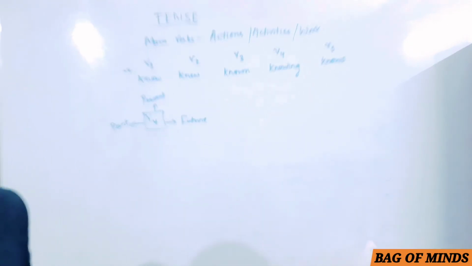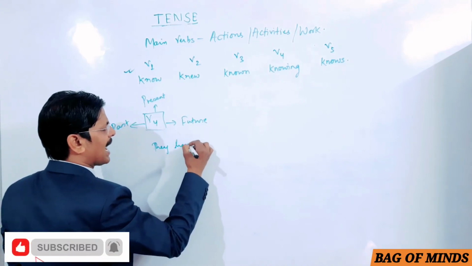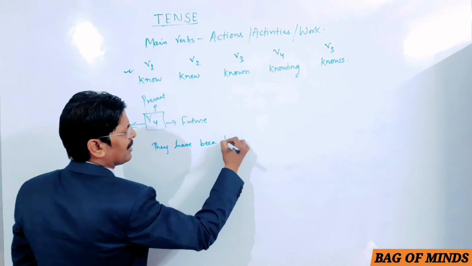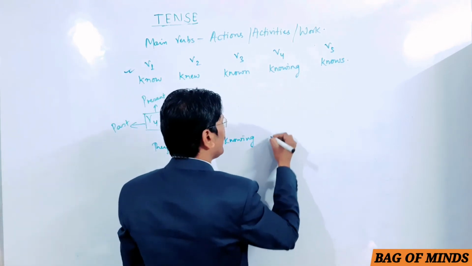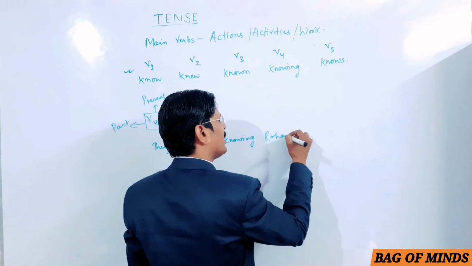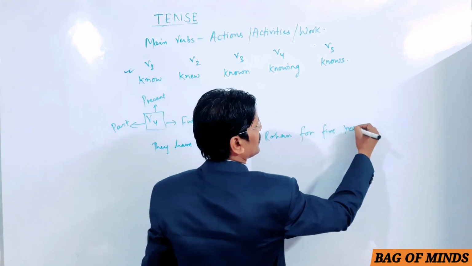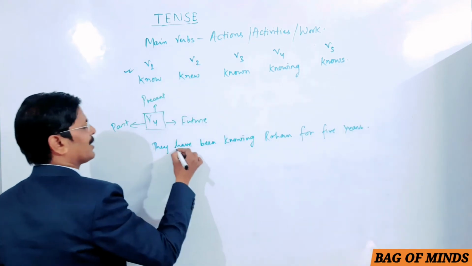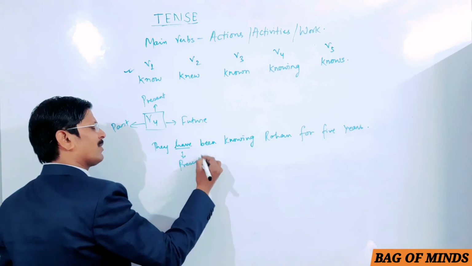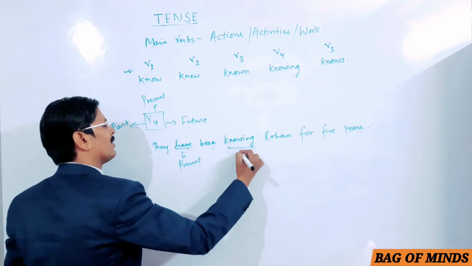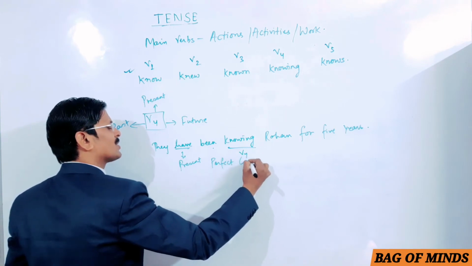So here, they have been knowing Rohan for 5 years. So here what do you notice? Have, present, and now it follows have been plus V4. So this belongs to present perfect continuous.